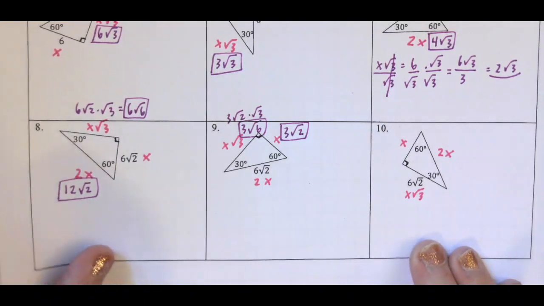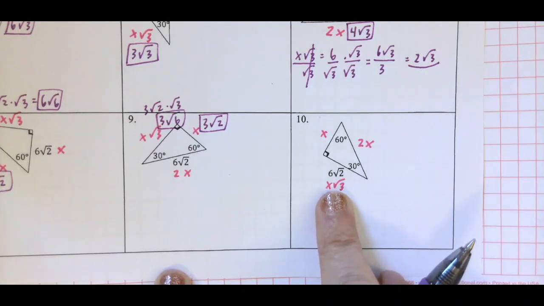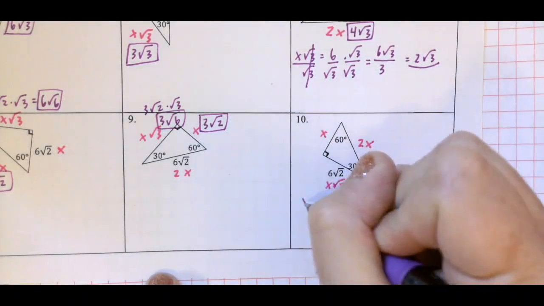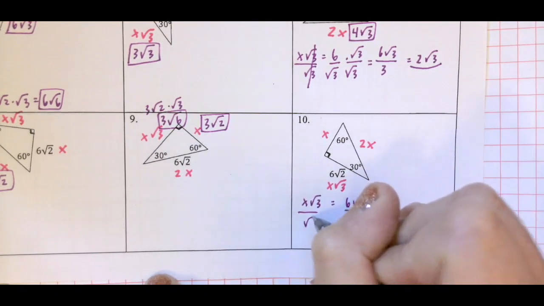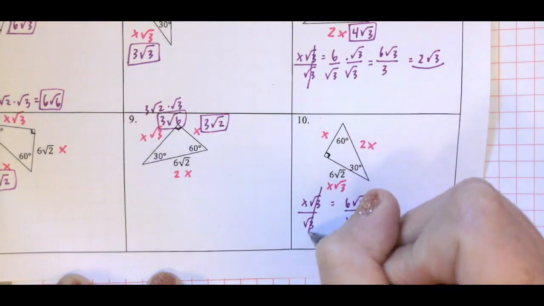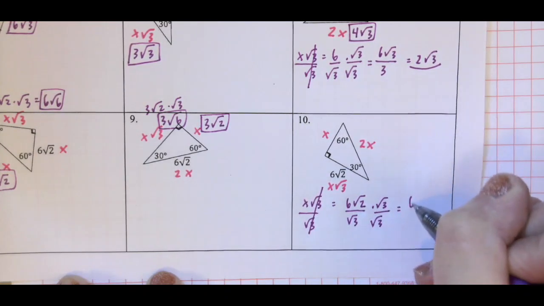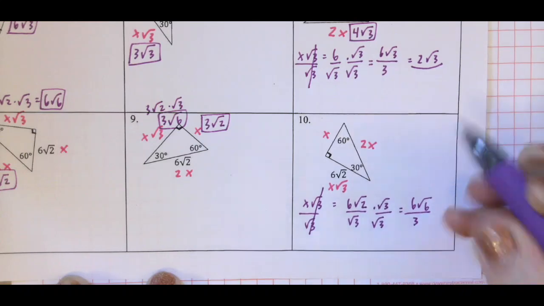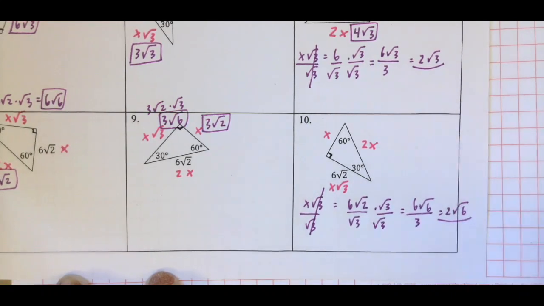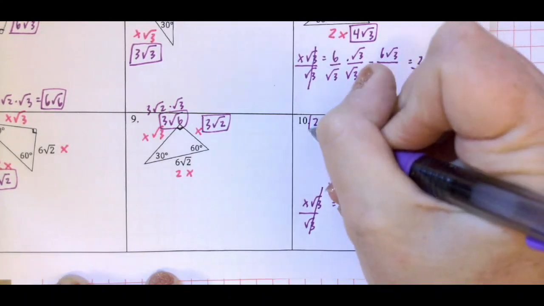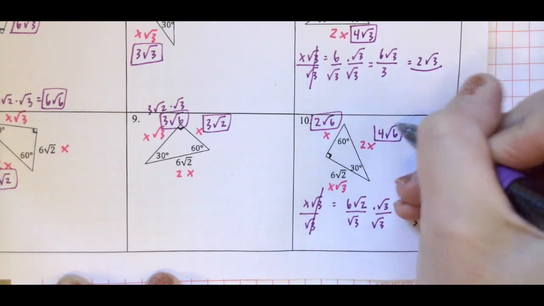Okay, one more variation. So here I'm giving you the longer leg, that's the x root 3 side, and that is 6 root 2. So x root 3 equals 6 root 2. I want to divide out that root 3. Okay, then I rationalize. So I multiply by root 3 over root 3, and I get 6 root 6 over 3. But that 6 and that 3 reduce to make 2 root 6. So right here, that short leg is 2 root 6, and then I double it to get to that hypotenuse, which must be 4 root 6.